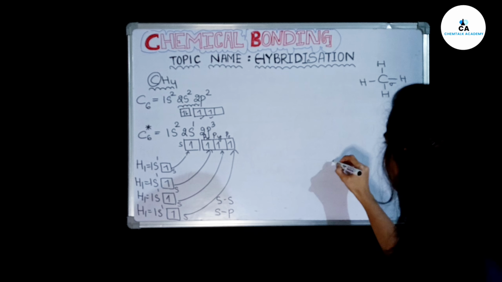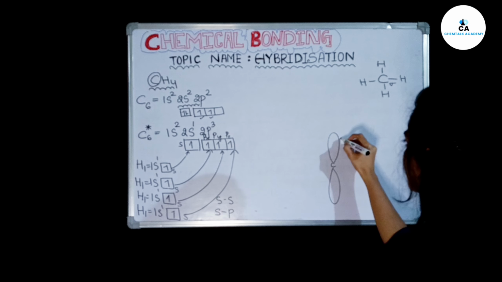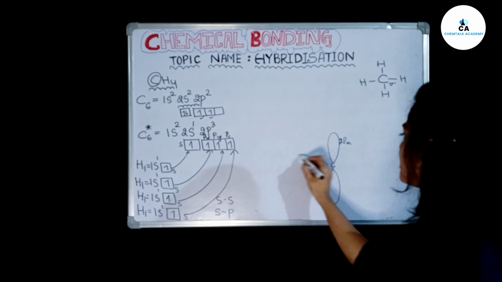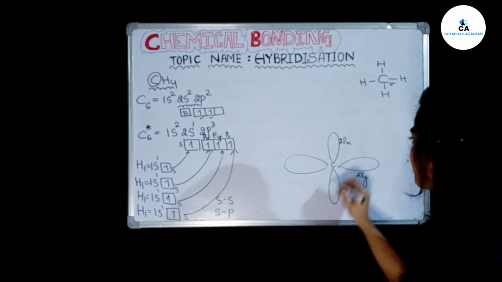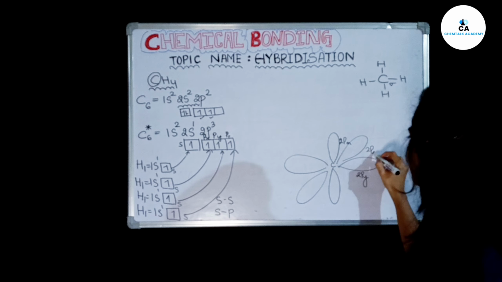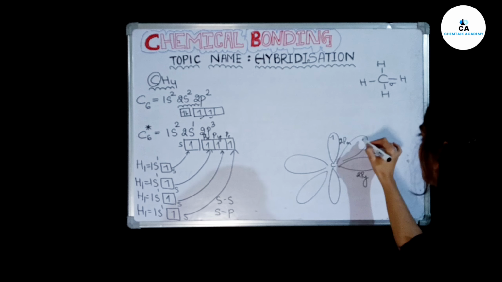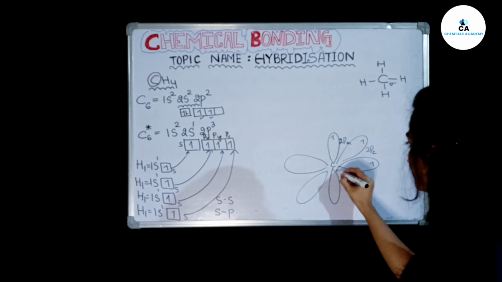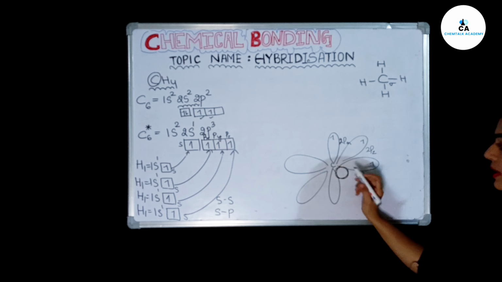So let me take this as a 2px, and this is 2py, and this is 2pz. Clear? All have one unpaired electron. Okay, S also has one unpaired electron. So let me do it here. This is S, with one unpaired electron.